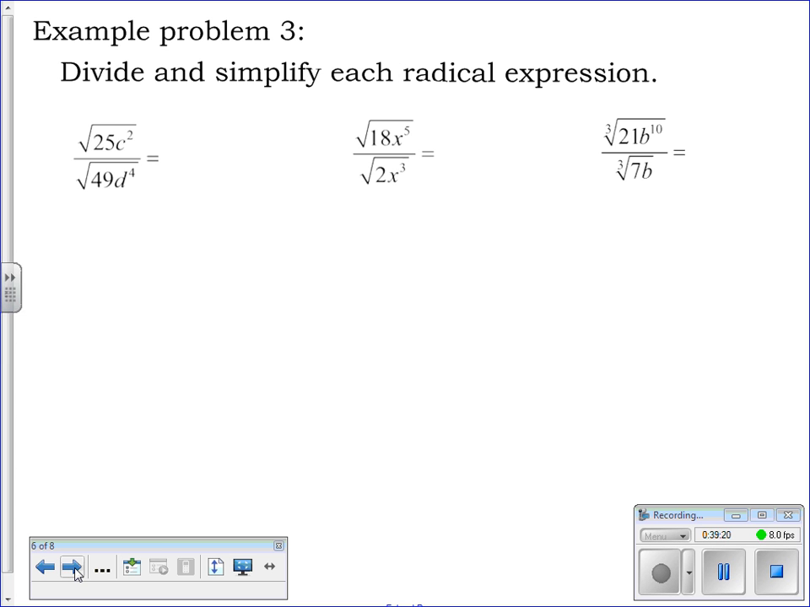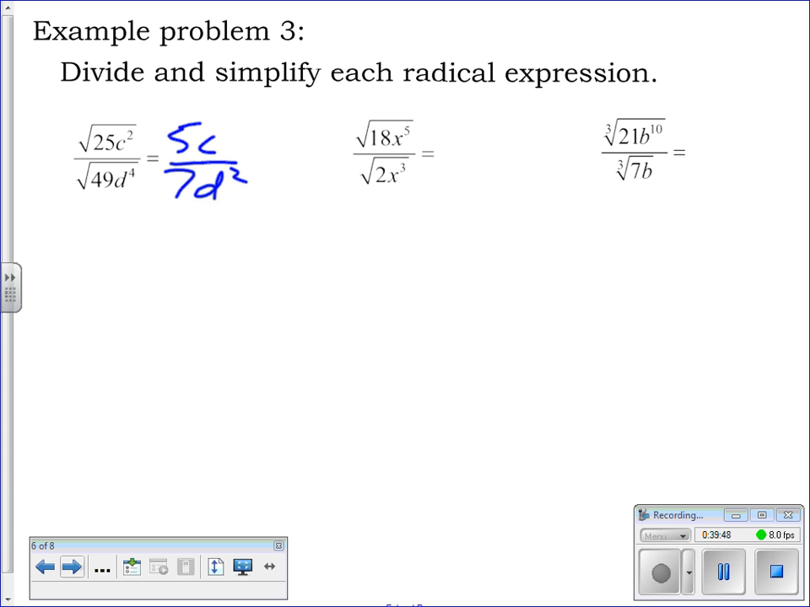So when I look at this, I do the square root of the numerator over the square root of the denominator. Square root of 25 is 5. Square root of c squared is c. Square root of 49 is 7. Square root of d to the 4th is d squared. Easy peasy. No more radicals.